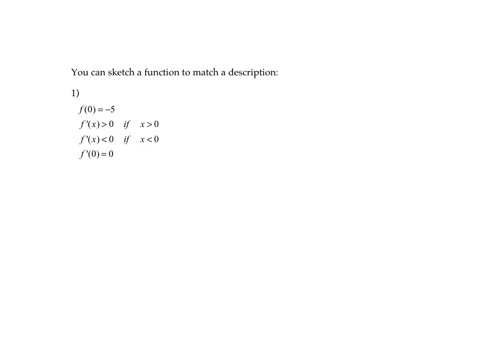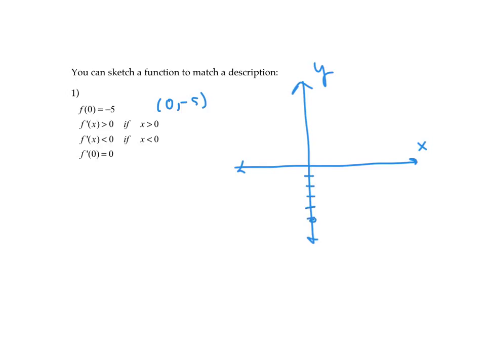Okay, next we're going to try to take some information about a function and its derivative and draw a graph based off of that information. In the first problem that we're given, we're going to draw this just on a simple xy axis. The first thing that we're told is that f of 0 equals negative 5. So that tells us we have the point (0, -5) as one definite point on our function.